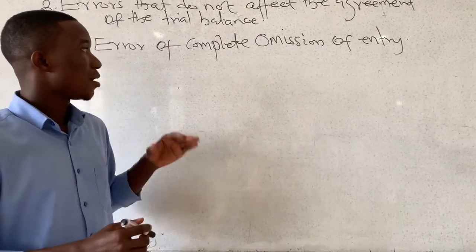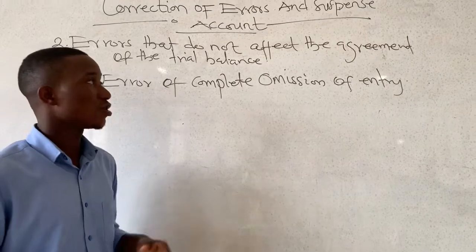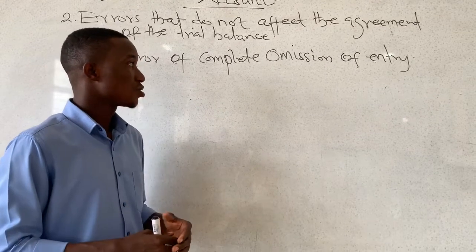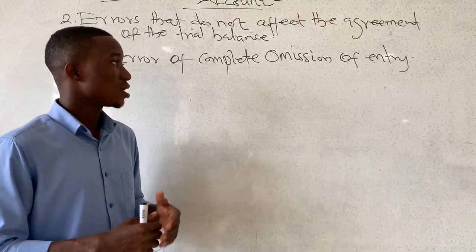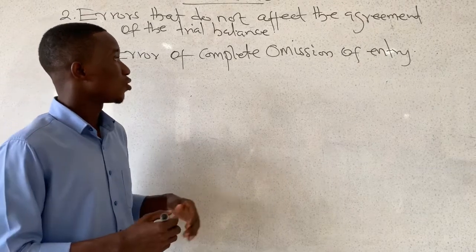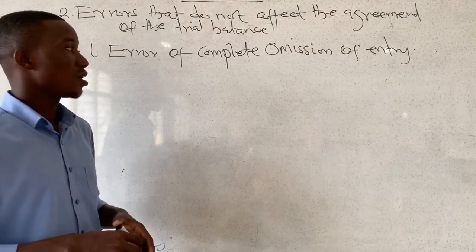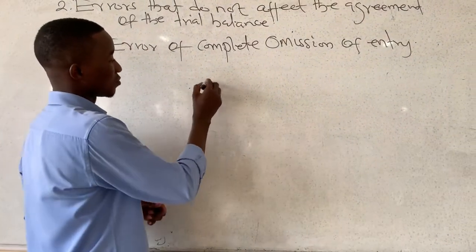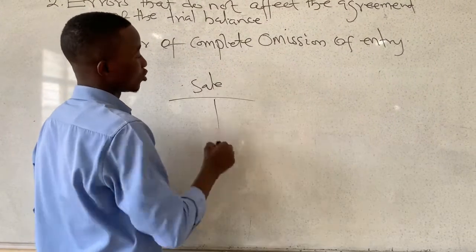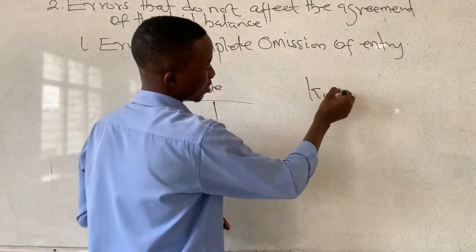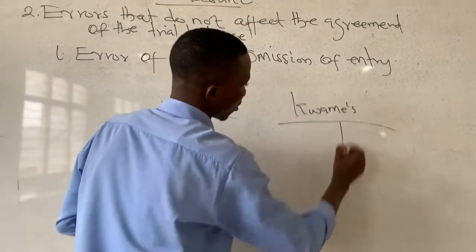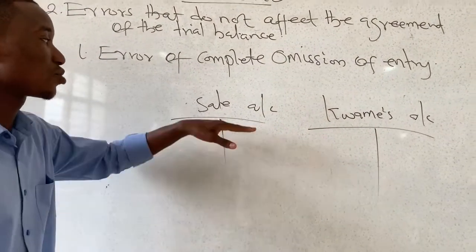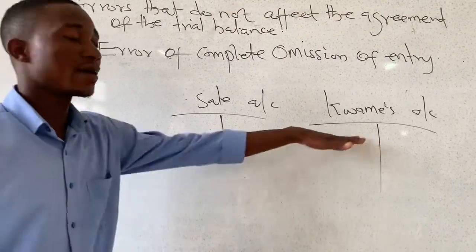But mind you, understanding the theoretical aspects of this correction of errors in suspense account helps you a lot in solving the practical. So it is prudent to actually take this seriously and try to understand it. So this error, let me give a scenario. Maybe a sales to, let's say, Kwame. We are supposed to have sales account and Kwame's account. So sales to Kwame is supposed to credit sales account and debit Kwame's account.